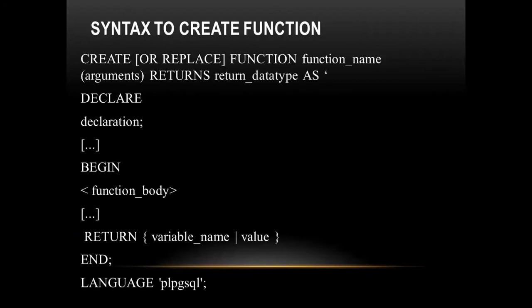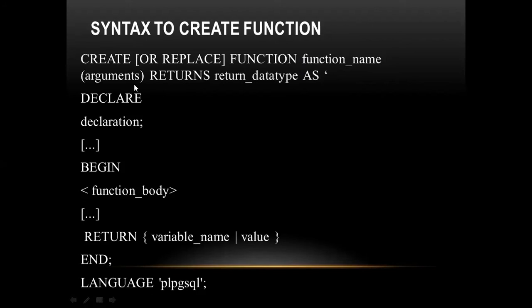The syntax is CREATE OR REPLACE FUNCTION. Whatever is written in capital letters are the keywords, and whatever is written in square brackets is the optional part. If we write the OR REPLACE keyword and the function already exists, then the OR REPLACE keyword replaces the function. CREATE OR REPLACE FUNCTION function name. Function name is a user-defined identifier.